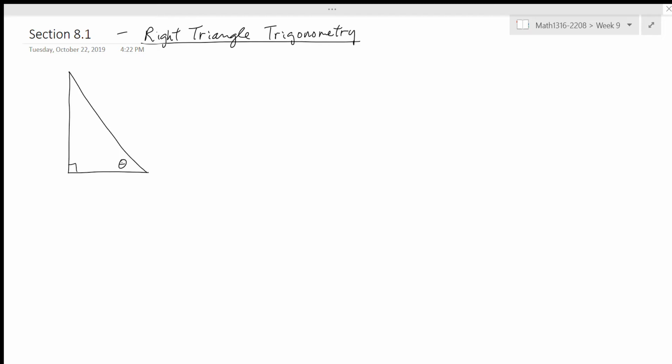So if this is theta and I go straight across, what side is this? Opposite. And I like to say it this way. Opposite of theta is the opposite side. Got it? Opposite of theta, opposite side. What side is opposite the right angle?